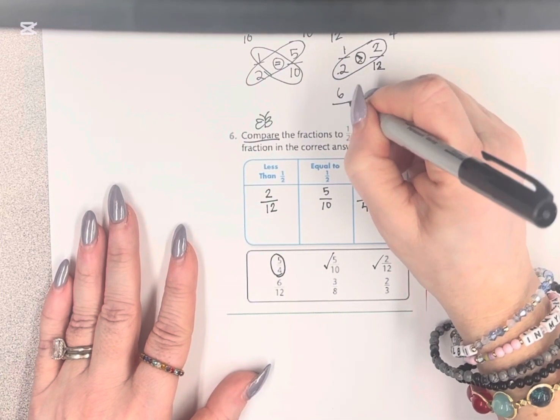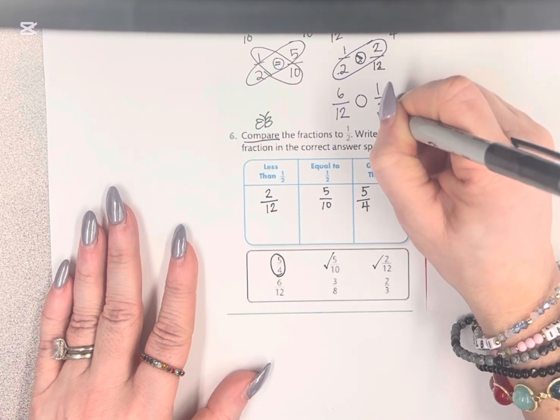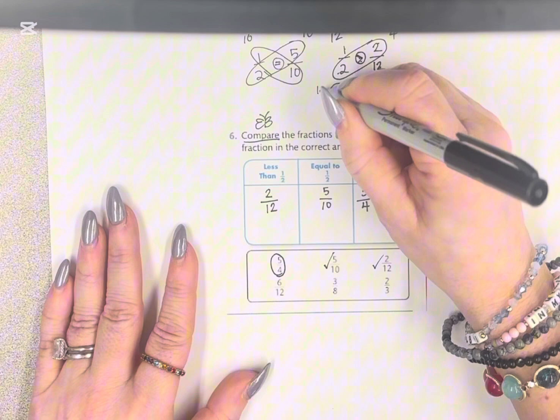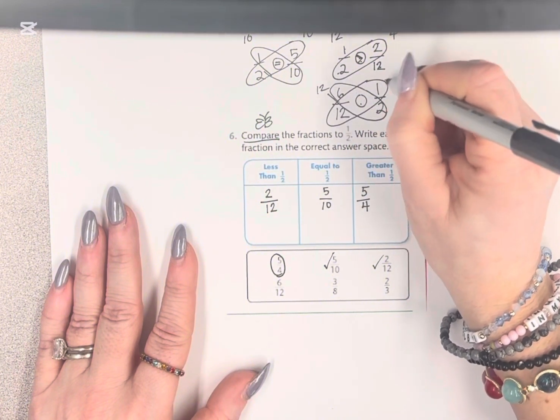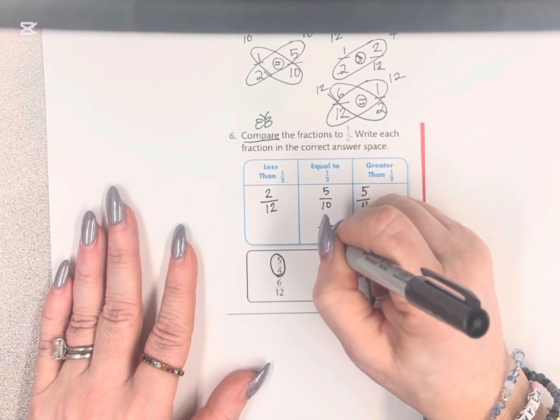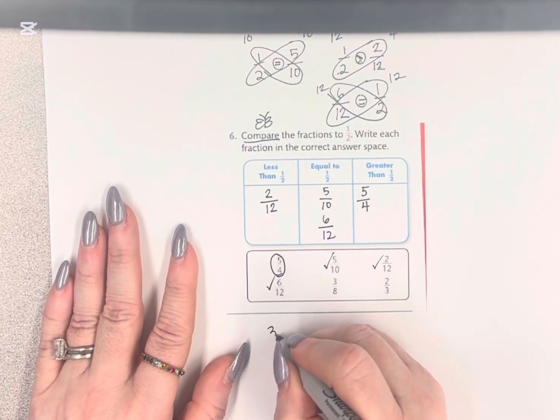6/12. Now I know this mentally, but I do want to show you that the butterfly strategy always works if you are multiplying correctly. 2 times 6 is 12. 12 times 1 is also 12. So these are equivalent fractions. And check. Let's get to 3/8.